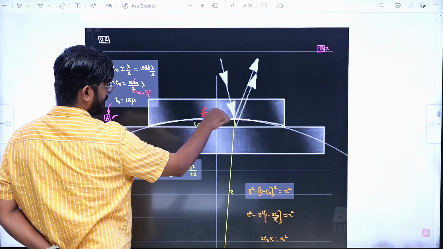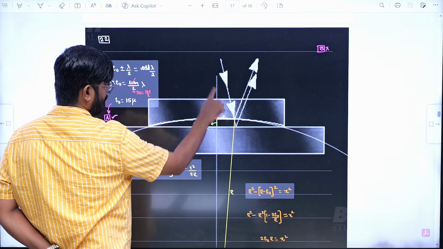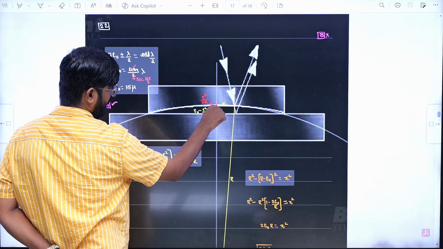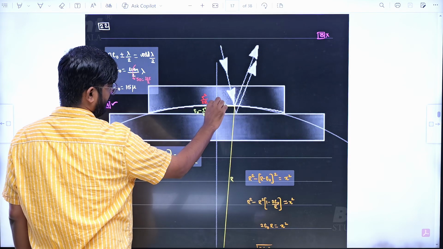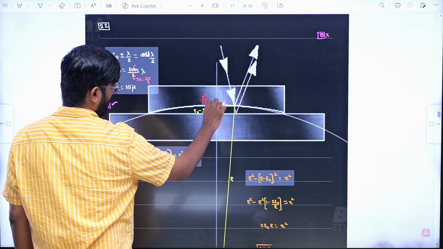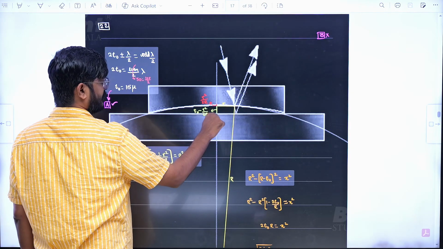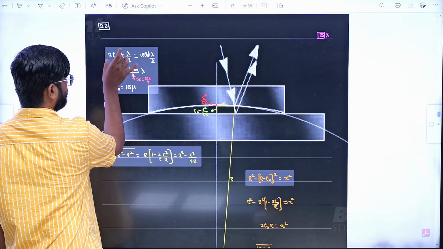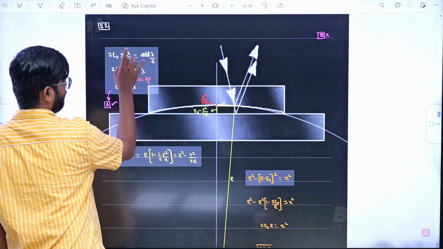So in this case, one ray is getting reflected from here, one ray is coming here and reflected from here. So the ray which came here is traveling an extra distance of 2 t naught, if this gap is t naught in length, and there is an extra phase change of pi. So when you include these, this is the optical path and this is the extra phase change.